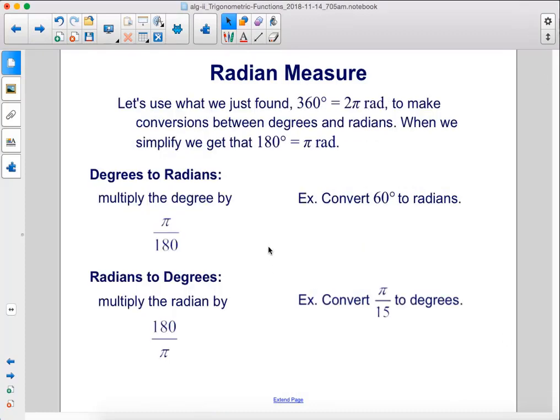Let's use what we just found, 360 degrees equals 2 pi radians, to make conversions between degrees and radians. When we simplify, we get that 180 degrees equals pi radians. So to go from degrees to radians, we will multiply the degrees by pi over 180. So that converts 60 degrees into radians. To convert radians to degrees, we flip the fraction over and we multiply the radians by 180 over pi. That can convert something like pi over 15 into degrees.